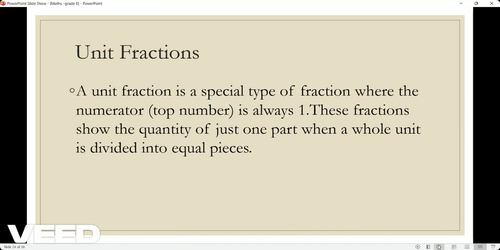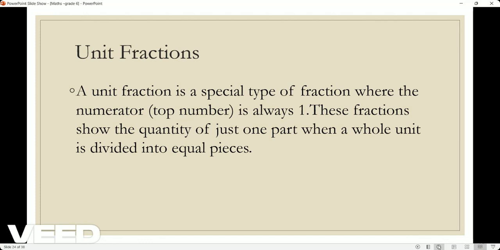That means one part when a whole unit is divided into equal pieces. So when a question comes, write down two unit fractions, if you write 2/5, 3/4, it's wrong. Only 1 over a number is this special kind of fraction.